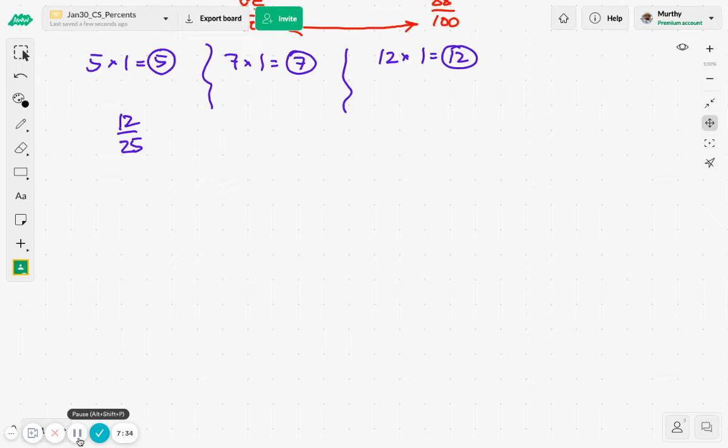Suppose you are taking 12 over 25 times 1. You know that multiplying by 1 is not going to affect whatever number I have taken, be it a number or a fraction. You know that there is an invisible denominator 1. So 1 over 1 makes no difference.